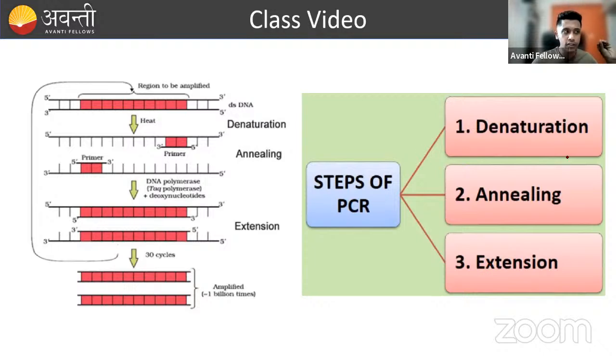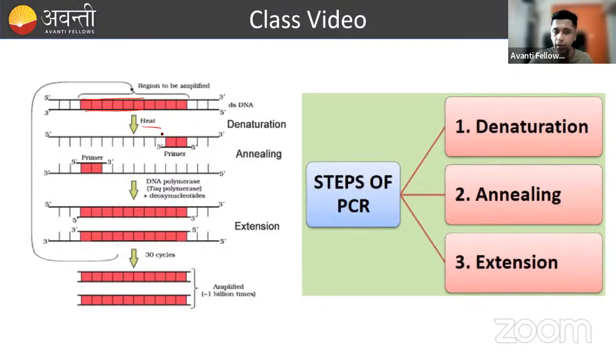Whenever we have a gene of interest that has to be amplified, this region will always be double-stranded DNA. So this double-stranded DNA, we want to make it into single-stranded DNA. Understood? To make it into single-stranded DNA, we subject this DNA to heat.